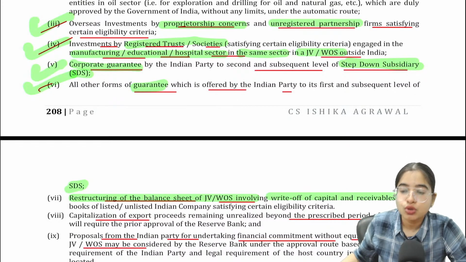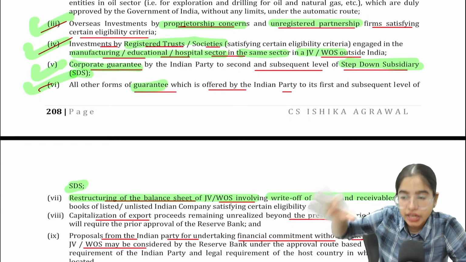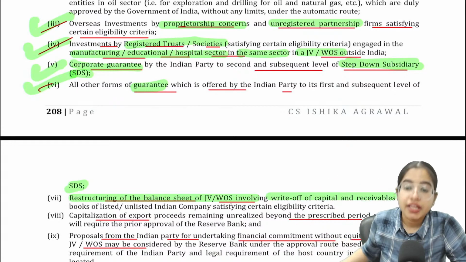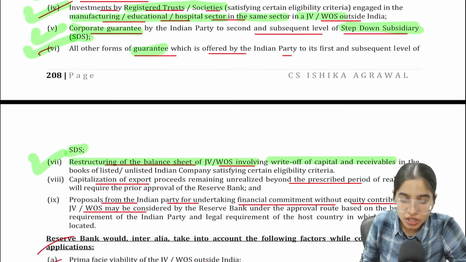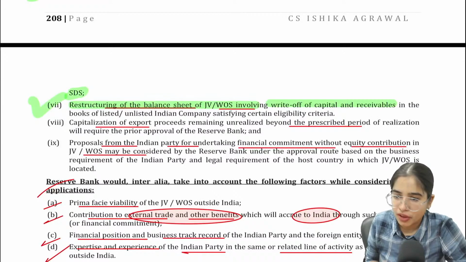So in that case also, if there is a restructuring, writing off of capital or receivables, that can be done only with the prior approval of RBI. Here we are studying the situations in which prior approval of RBI is needed.